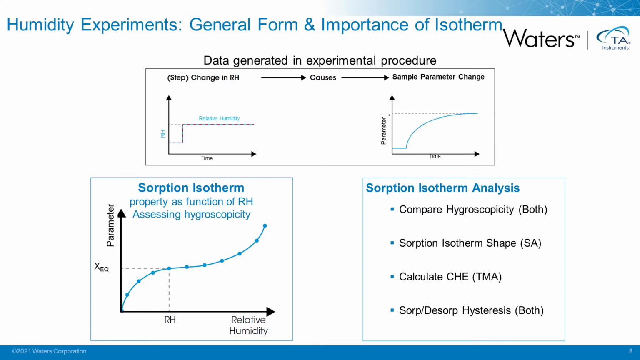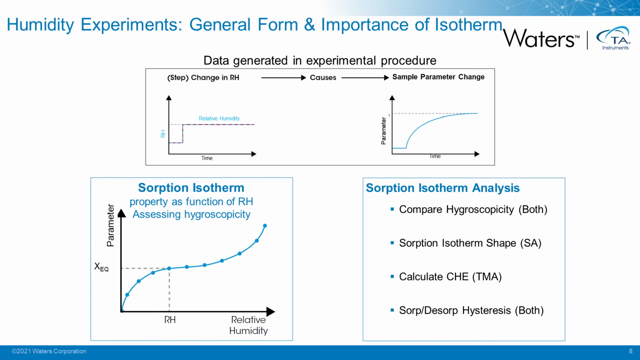This is where you take the very last data point in a relative humidity step, and then you plot that data versus the relative humidity steps that you've done. That type of plot is shown in the lower left corner. From this type of graph, there are a number of things that you can do to analyze and things that you can learn from it.